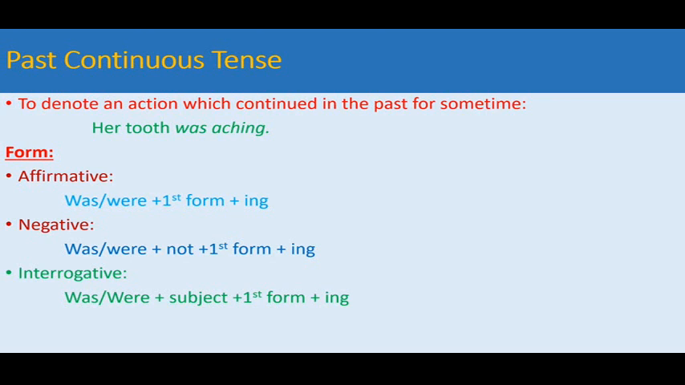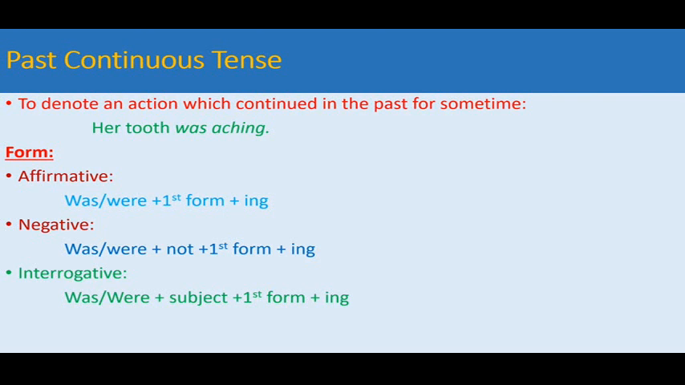Next subpart of past tense is past continuous tense, and it is used to denote an action which continued in the past for some time. For example, her tooth was aching. It was getting darker.